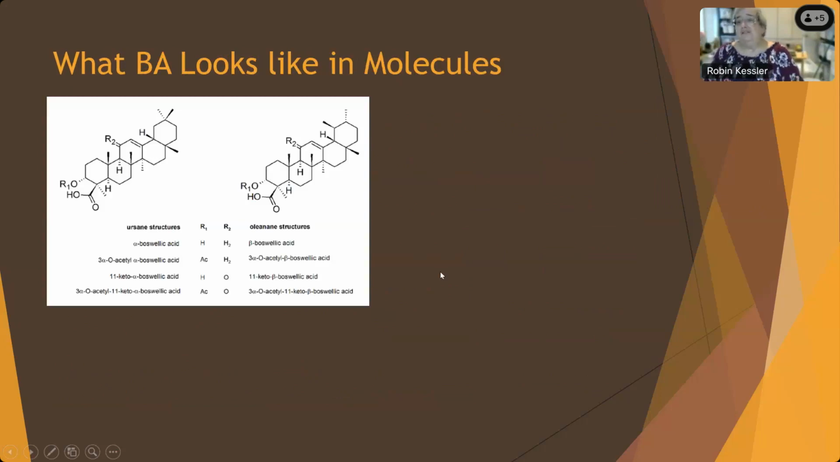What BA looks like in the molecules. Well, this is an actual molecule of the BA. This is the chemical molecule of the BA. If you notice, it's broken down into different chemicals. It's not just one chemical that is the BA. It takes all these chemicals in here to create the boswellic acid.